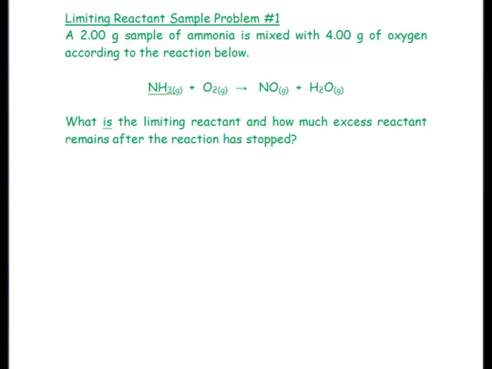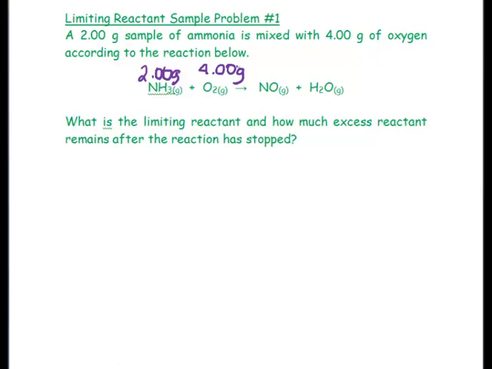Well, the first thing I want to point out is notice that in the problem as stated, we are told the specific masses of two reactants. We've got 2.00 grams of ammonia and we've got 4.00 grams of oxygen. By the way, I might ask, how many significant figures each of those contains, and hopefully by now you know the answer is 3.